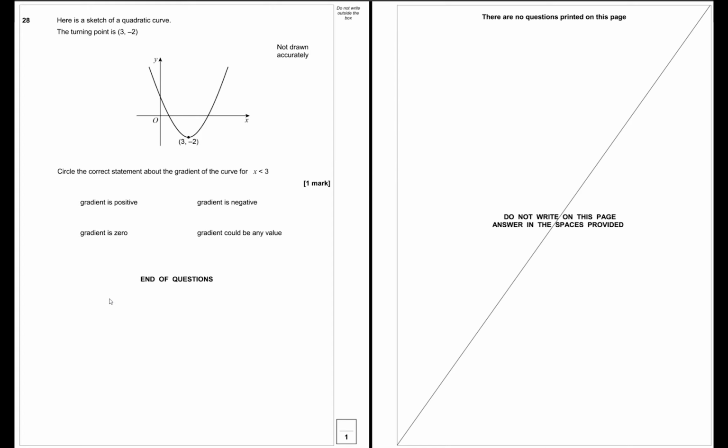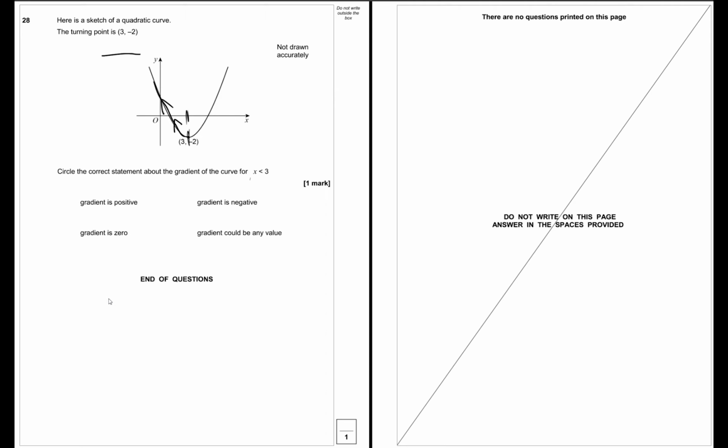Okay, question 28, last question. Here is a sketch of a quadratic curve. The turning point is (3, minus 2). Circle the correct statement about the gradient of the curve for x is less than 3. Okay, so x is less than 3. So we want the gradient at any point on this side. So what is happening on this side? Is it going up or is it going down?